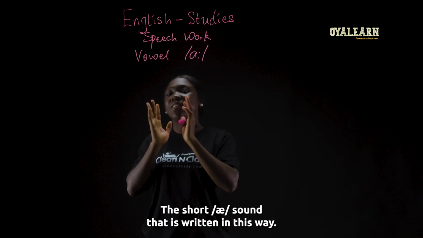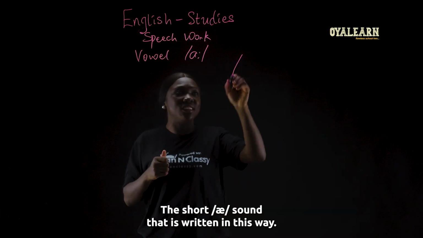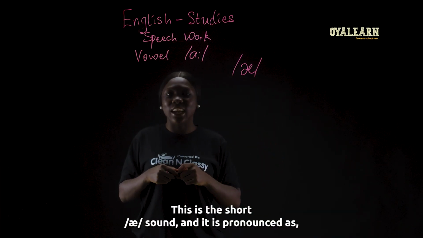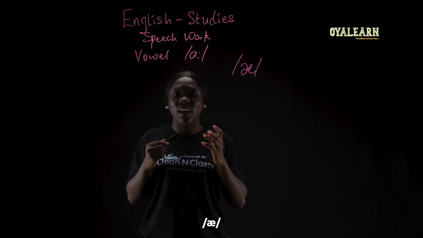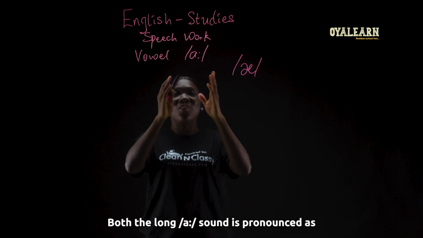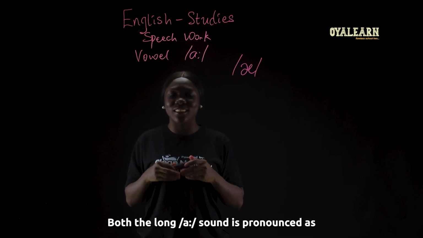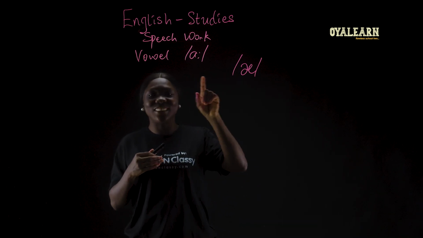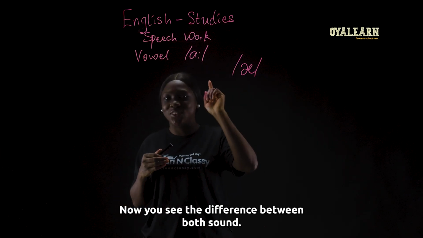We have the short R sound that is written in this way. This is the short R sound, and it is pronounced as ah. But the long R sound is pronounced as ah. Very good. Now you see the difference between both sounds.